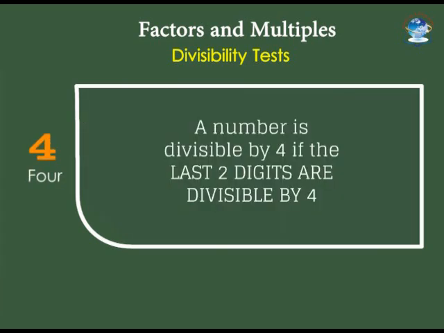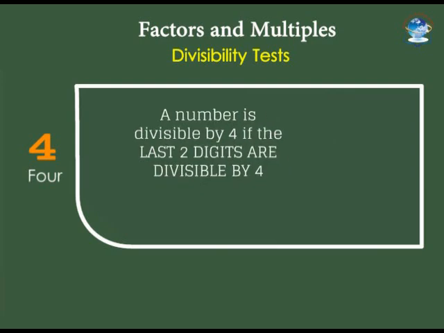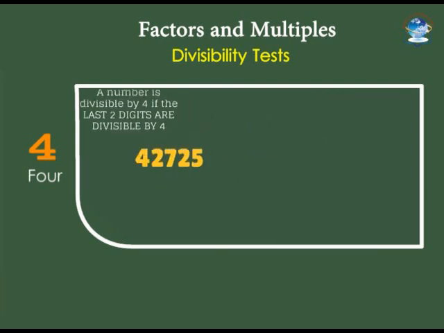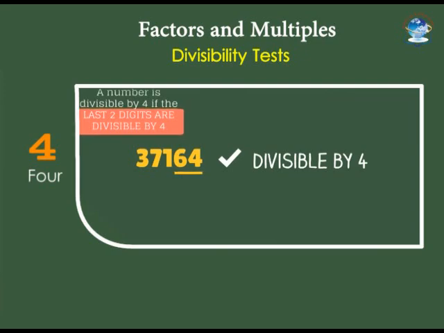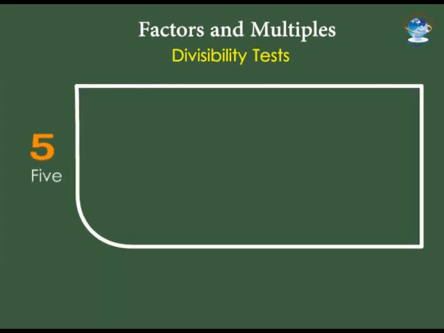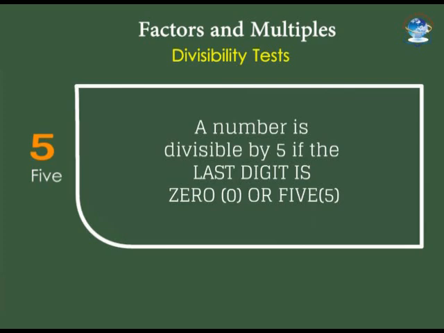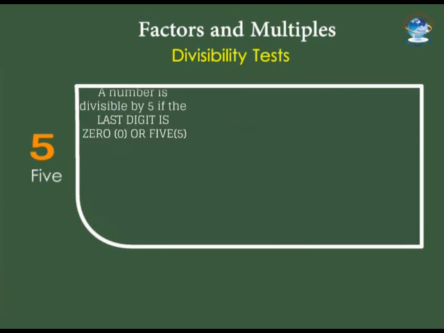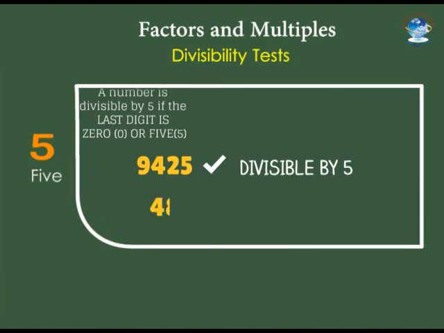A number is divisible by 4 if the last two digits are divisible by 4 or are 00. For example, 42,725 is not divisible by 4 because its last two digits are not divisible by 4. 37,164 is divisible by 4 because 64 is divisible by 4. A number is divisible by 5 if the last digit is 0 or 5. 9,425 is divisible by 5, and so is the number 480.